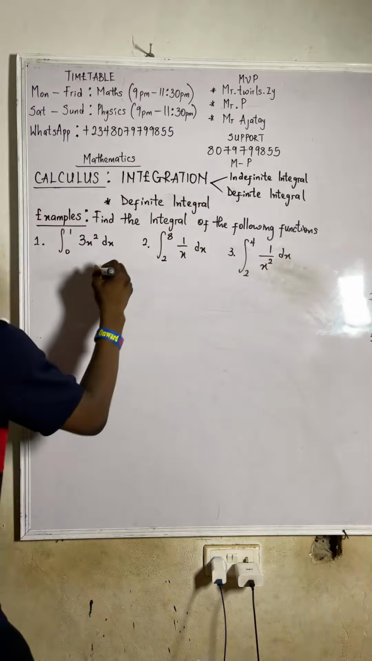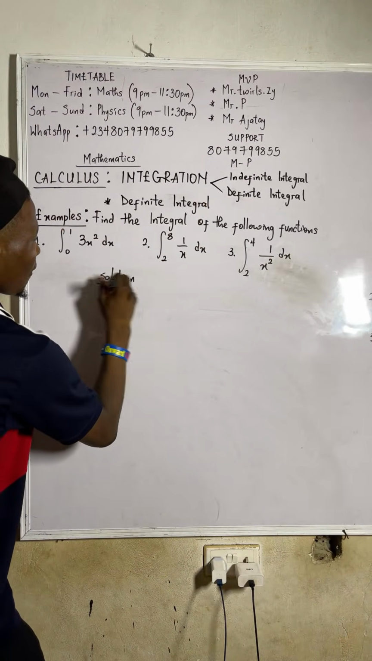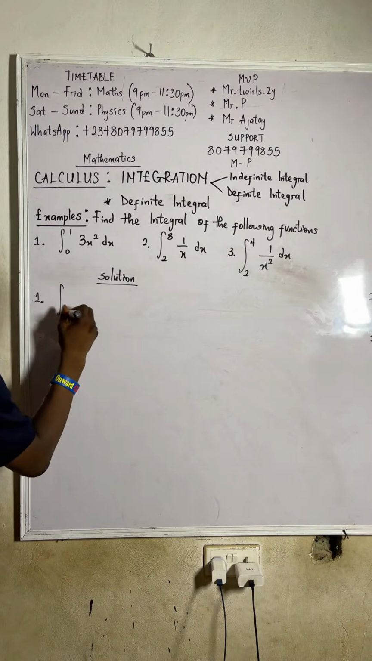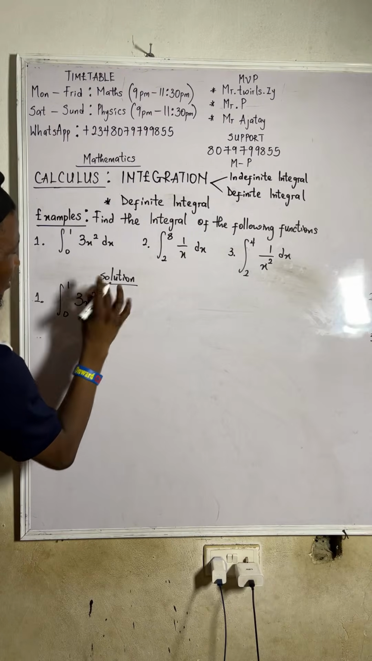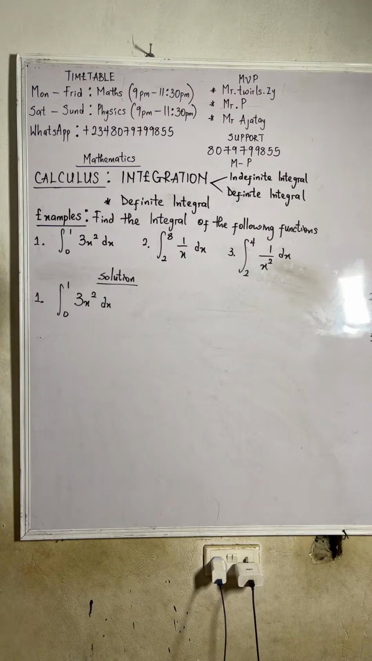Now let's solve. I'll solve 2 and give you the last one as assignment. Question 1 says integral from 0 to 1 of 3x squared dx. Now look at this question. No constant is needed. Thank you so much. Let's solve.